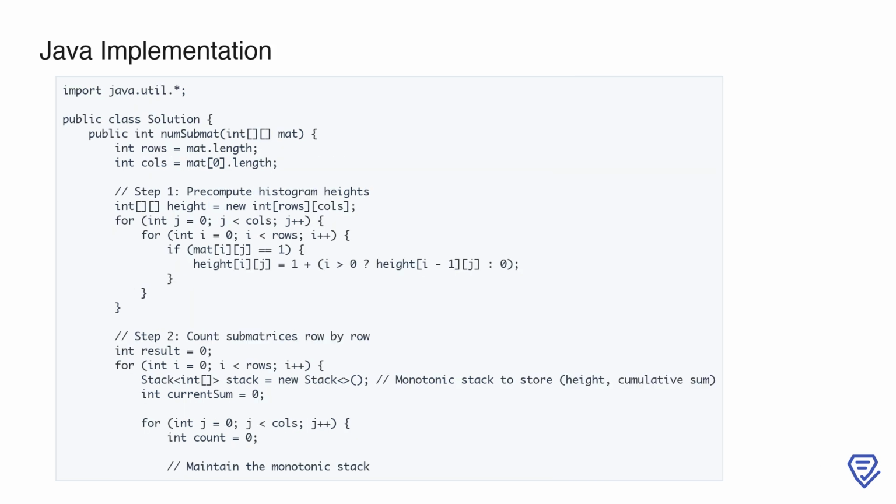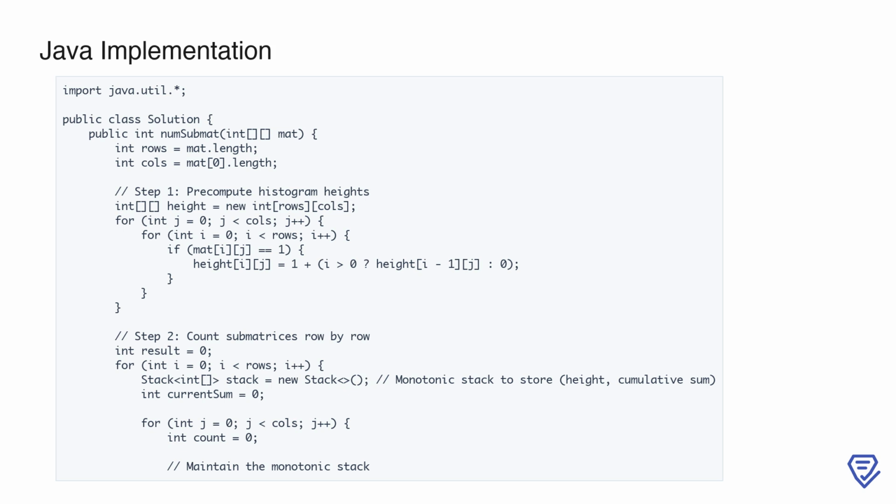Here, we begin by defining the function numSubmat, which will calculate the number of submatrices with all ones in the given 2D array mat. First, we determine the dimensions of the matrix by extracting the number of rows and columns. Next, we pre-compute the histogram heights for each column. This helps us efficiently count submatrices later.